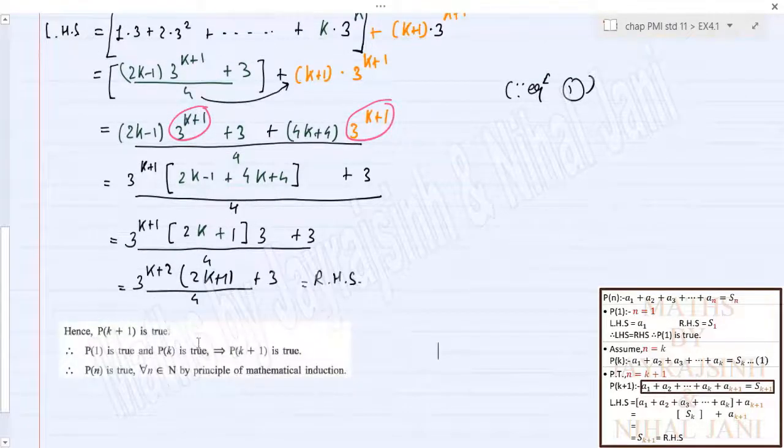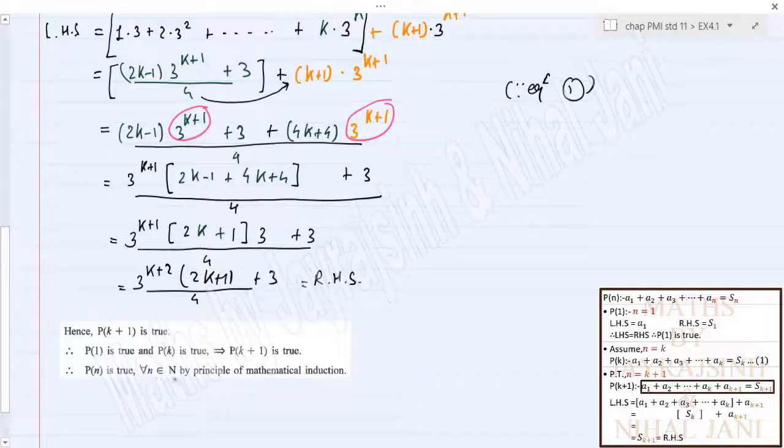Hence P of k plus 1 is true. Therefore, P of 1 is true, P of k is true, P of k plus 1 is true. P of n is true by the principle of mathematical induction. Ta-da!